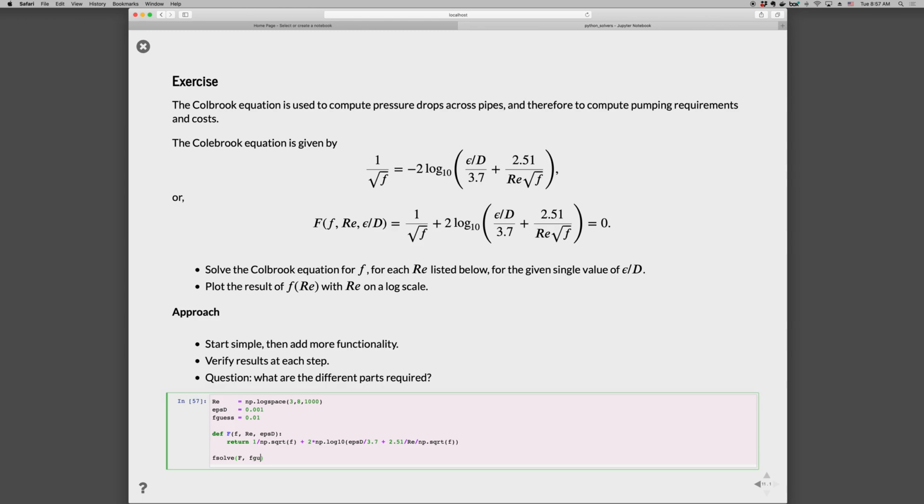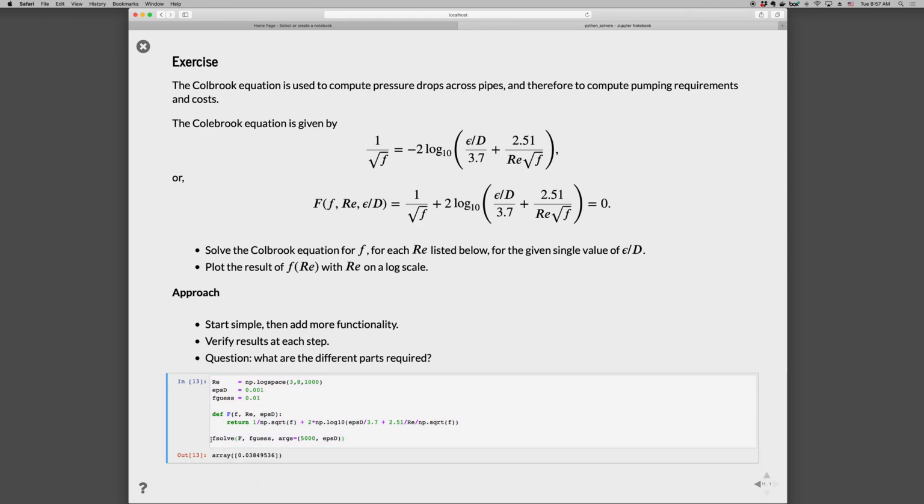And then in this case, our function has extra arguments. So we can again use the args equals to pass in extra arguments. So let's do like 5,000 for Reynolds number, and eps d is, well, eps d. And we get the following result, which is good. So now that we can do that, let's go ahead and try to do it for a whole bunch of values.